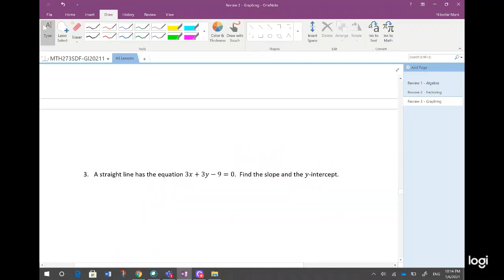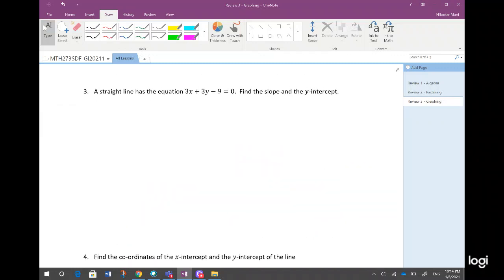Okay, another question is here. A straight line has this equation. The equation is a standard form, and I want you to find a slope and y-intercept. Don't say a slope is 3 because you see 3 here. No. The only time you can say number beside x is a slope is when you isolate y. So you have to solve for y.